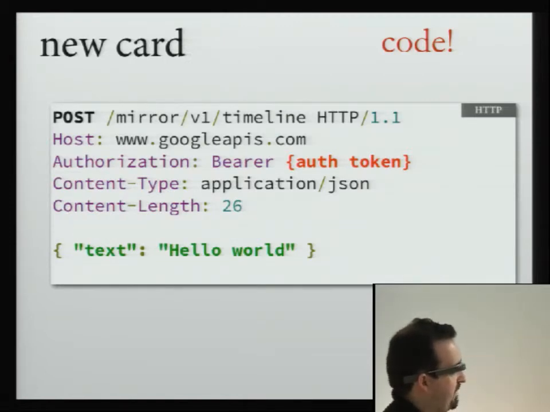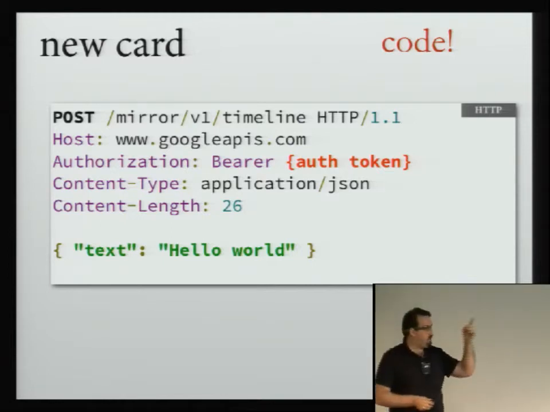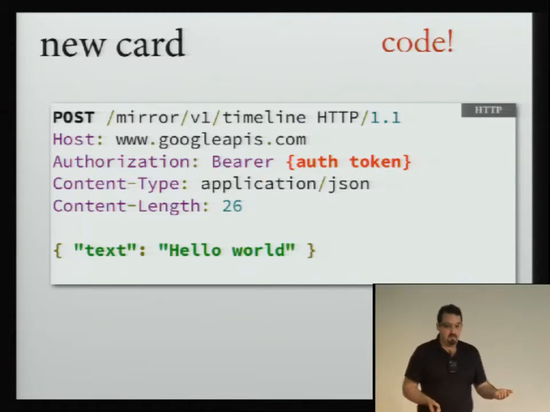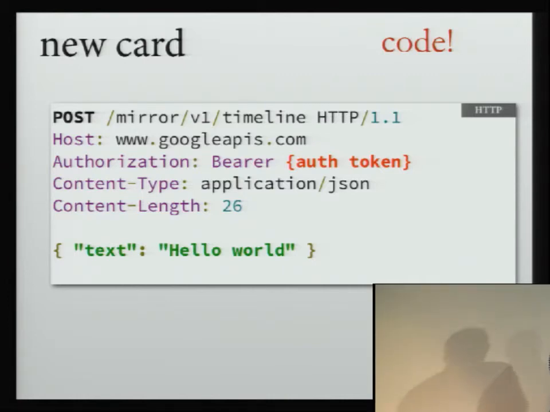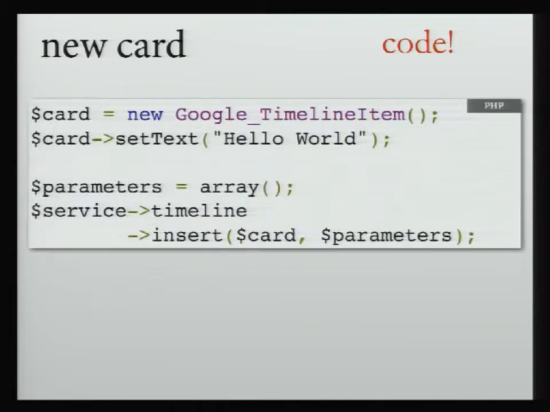So examples. I hope it's not so scary. First, the raw HTTP request. As you can see, the green part is just a JSON message saying, send this card to this user. How do you identify the user? It's the token, the red part. You receive the token when the user authorizes you on the website, so then you know who the user is. If you use the PHP API, it's much simpler: create a new Google timeline item, set this text, and insert this card into the timeline. That's all. It will do all the HTTP for you.